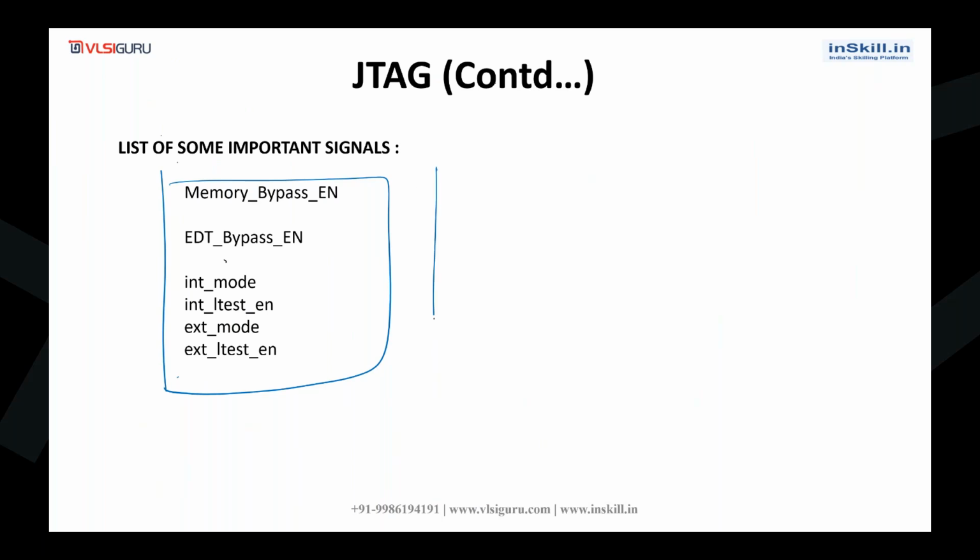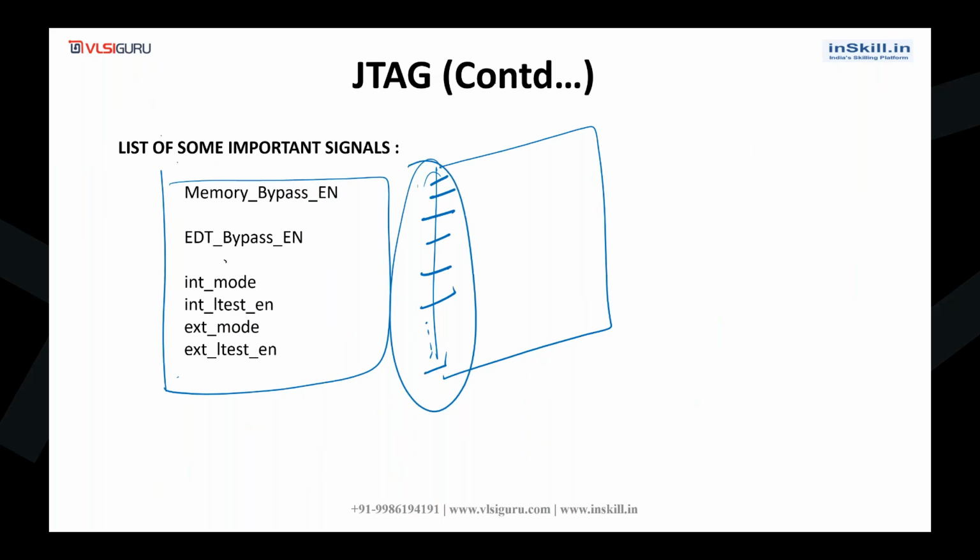Now, if all these signals are to be controlled from the top level, like if you allocate one top level port to control memory bypass enable, one top level port to control EDT bypass enable, one top level port for int mode, X mode, intel test enable, Xtel test enable, and so on, if you allocate a top level port to control each and every signal, then the number of top level ports will increase drastically.